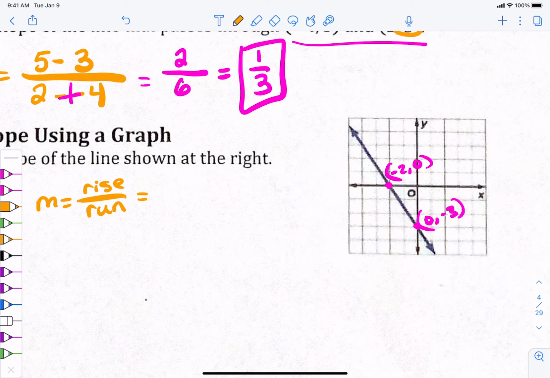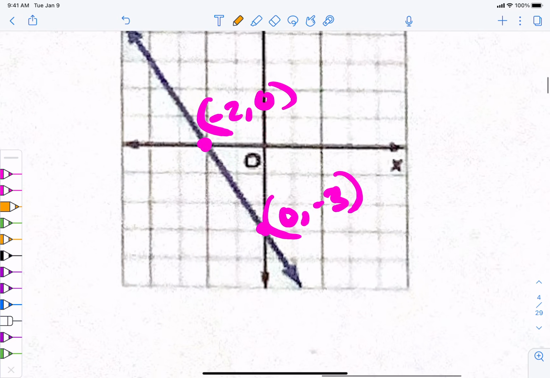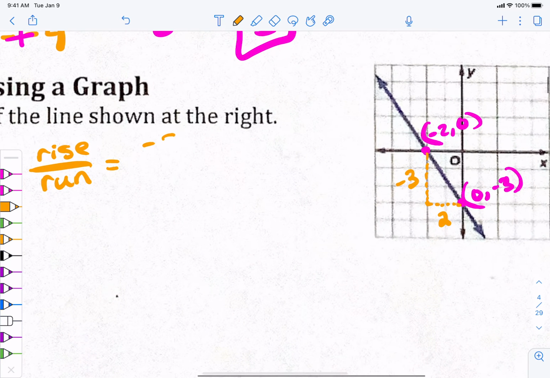Now, one thing that I note, this slope has to be what? This slope has to be negative because it's going downhill, right? Downhill from left to right, it has to be negative. Okay, so rise over run. Looking at the left point to the right point, how much is it rising? It's actually going down, which means it's rising negative. -3, and it's running 2. So what's the slope? -3 over 2.